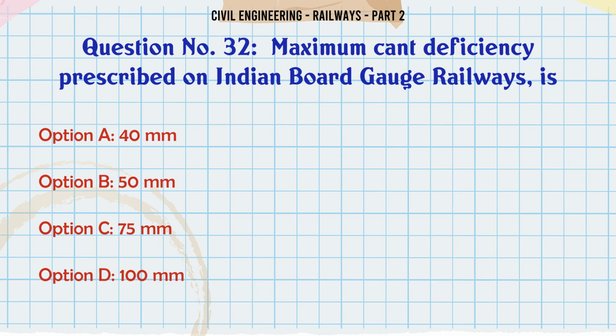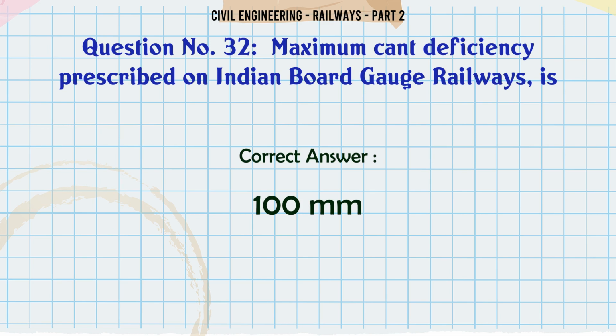Maximum cant deficiency prescribed on Indian broad gauge railways is A. 40 mm, B. 50 mm, C. 75 mm, D. 100 mm. The correct answer is 100 mm.